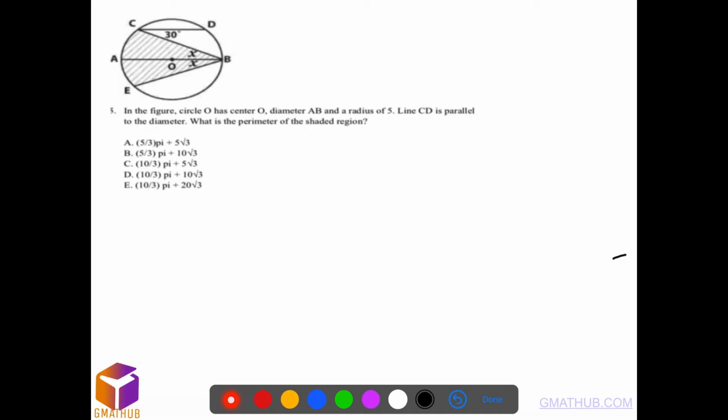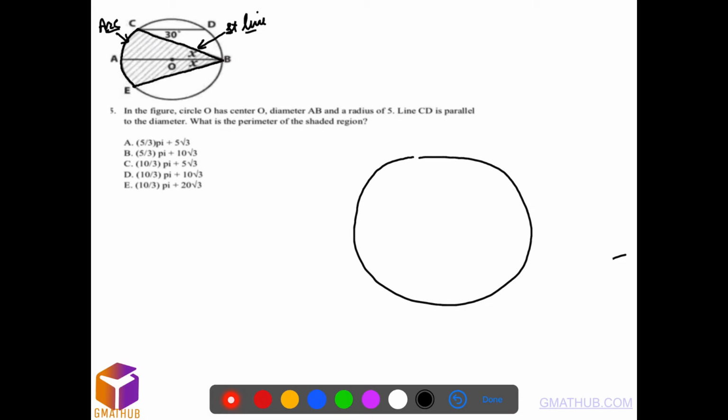In this question we need to find the perimeter of this shaded portion. So one of them is an arc, the circular portion, another is a straight line. Now if we draw this figure again, this is diameter AB and this is BC, this is CD, this angle is 30.